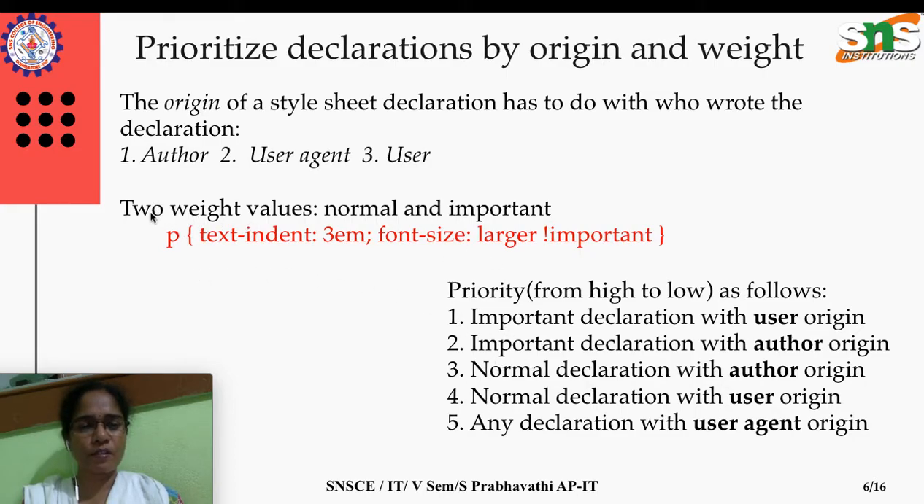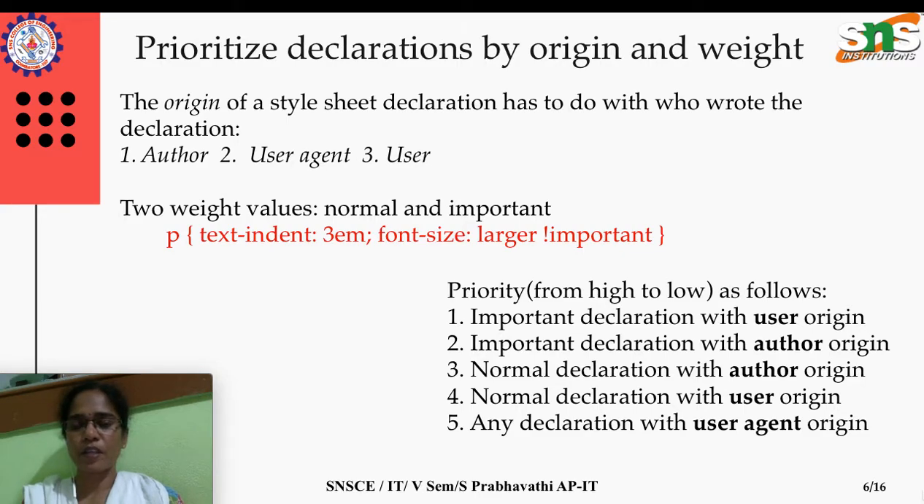And one more is the weight value. It takes normal and important while defining the style sheet, and at the end of the style rule, if we mention the exclamation symbol, important means that it has the highest priority compared to the other styles. Here we will walk through the priority order. The important declaration with user origin: if something is from the user, who picks up some style, that has to be displayed rather than the style given by the developer or the default browser style.